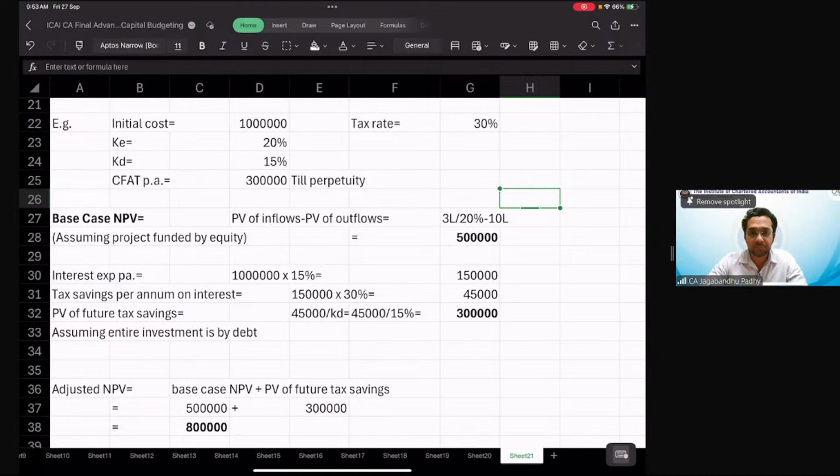Any queries? Ashok ji, please give access to the students. Students, if you have any query, you are free to ask here. Good morning, sir. Good morning, Savita.